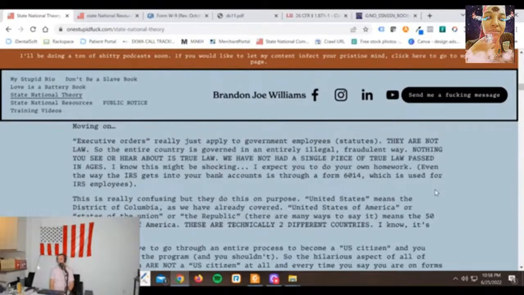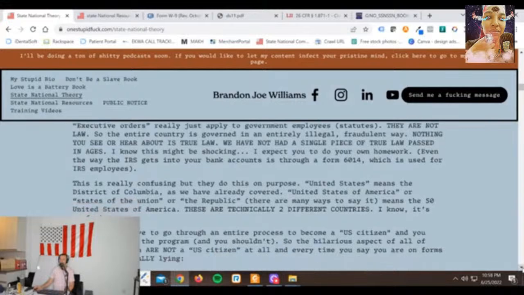You don't know what a search warrant is. You don't know what any of these words mean. You don't know anything. So you just agree because you're scared, and then you go with them. And then once you go with them and once you willingly consent, then you're contracted. So the executive orders really just apply to government employees. They're statutes. They aren't law. And the entire government is actually governed in this way.